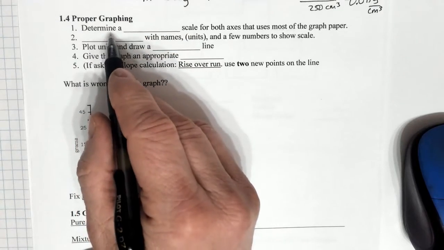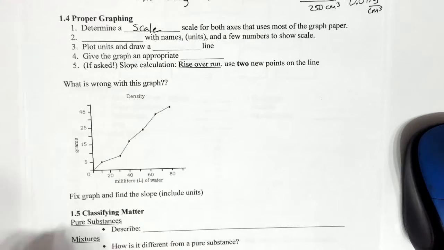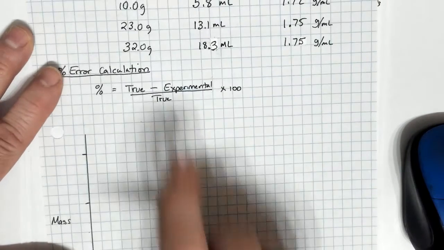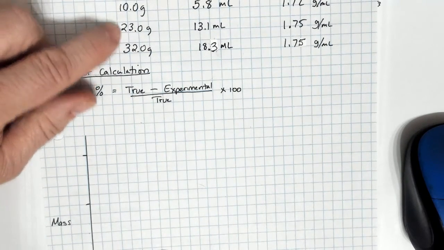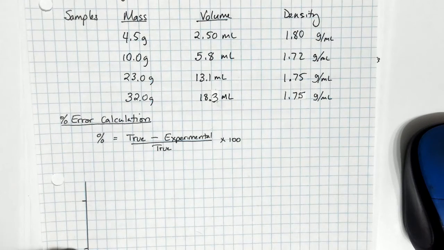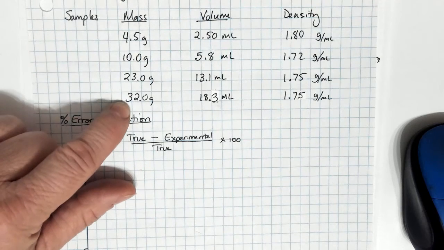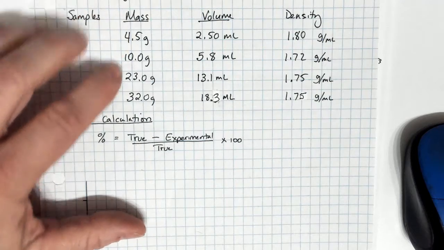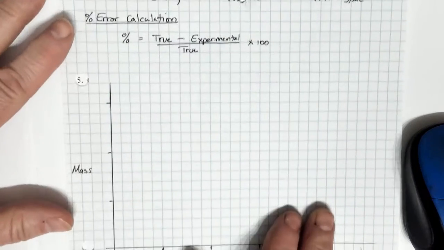The first thing you want to do is determine a scale for your graph. Here I have some raw data, and one thing I don't want to do is make all my lines on my graph have these exact numbers, because if I do that, then my graph will be inaccurate. So what I want to do is look at the range. Here I go from 4.5 up to 32. I'd like my graph to go from 0 to about 35, and that would include these points. So you look at your scale.